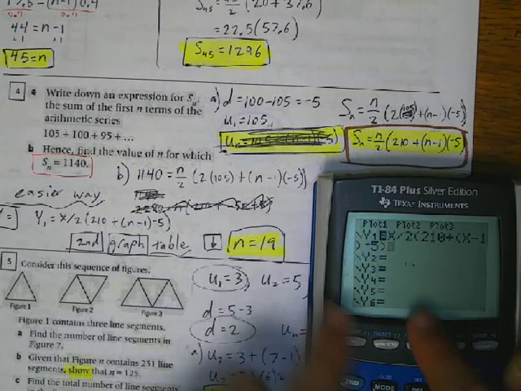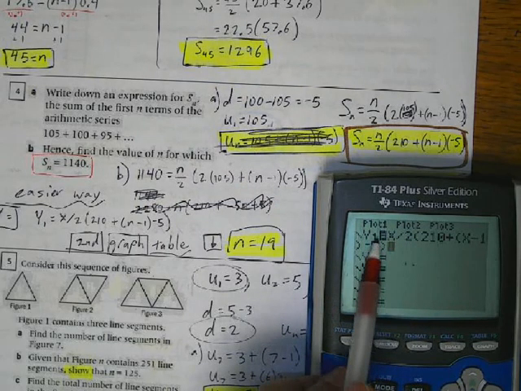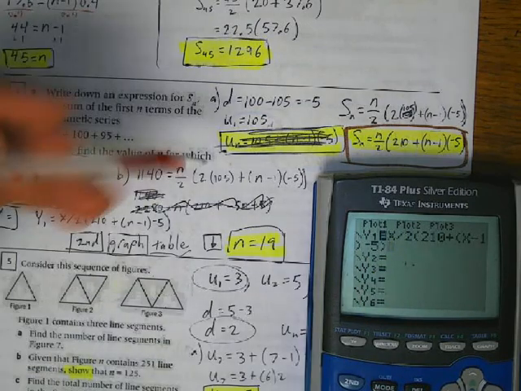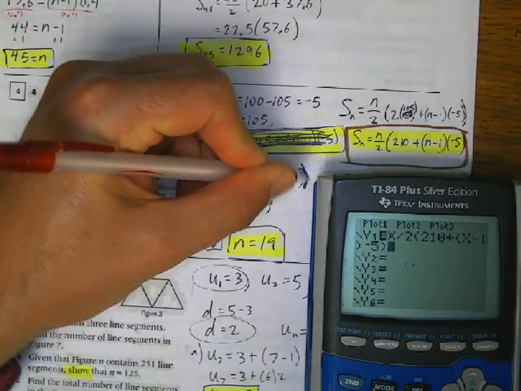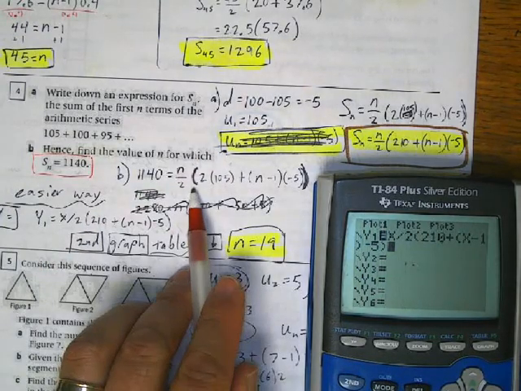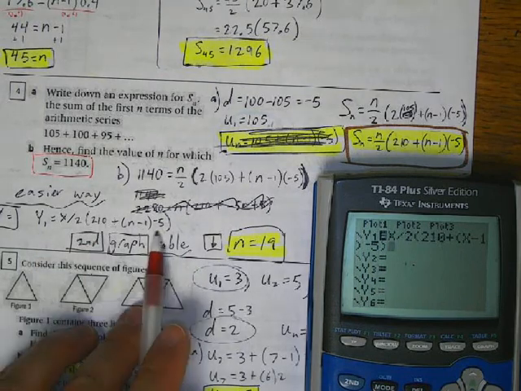So what I'm doing here is this open parentheses is at 210, and the close parentheses is after the negative 5. You have to be very, very careful with your parentheses. Here's the open parentheses, here's the closed parentheses. So be careful with your parentheses. I've typed it in, and now I can do second graph.